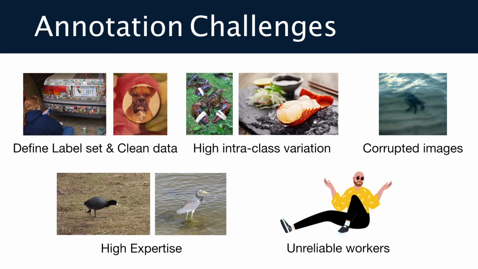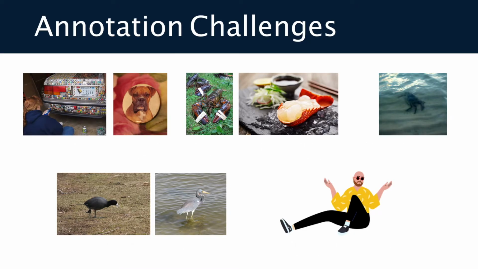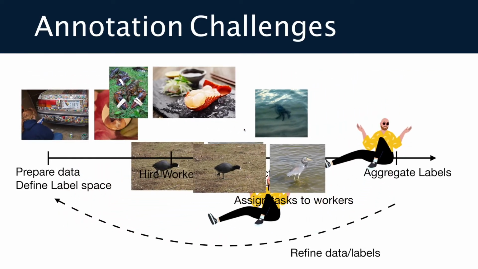First of all, we need to properly define the label space. Data itself can be intrinsically difficult, with high intra-class variation. Also, some images can be corrupted. Some classes require higher expertise to reach agreement. Lastly, no matter which platform you're using, having unreliable workers is inevitable. All of these challenges lie in different parts of the annotation process, and each part has different design factors.